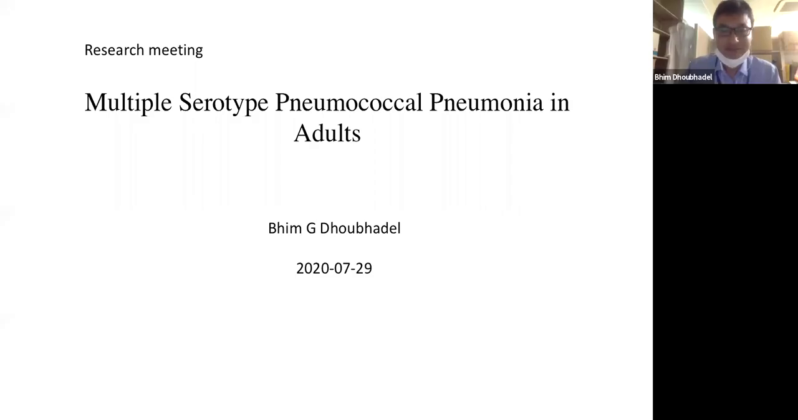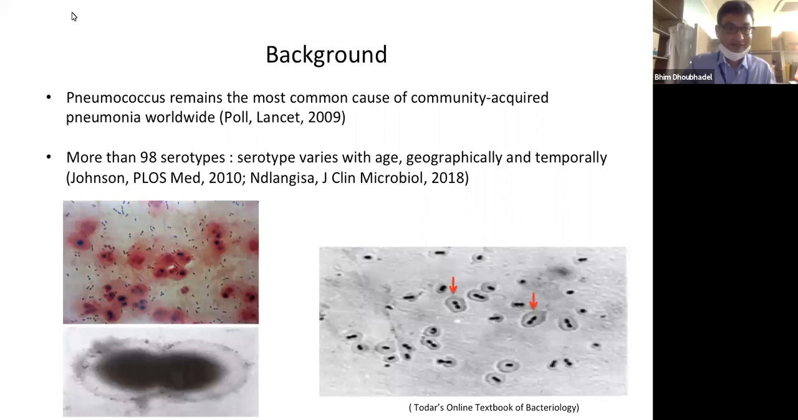The multiple serotype pneumococcal pneumonia in adults. So before that, I would like to give a brief background about the pneumococcus. As you know, pneumococcus is still the most common cause of community-acquired pneumonia worldwide. And the problem is there are various serotypes, till now about 100 serotypes already discovered. And these serotypes vary with age and geography.